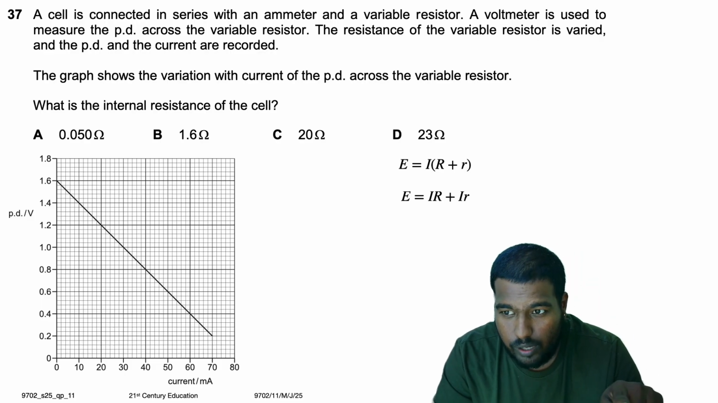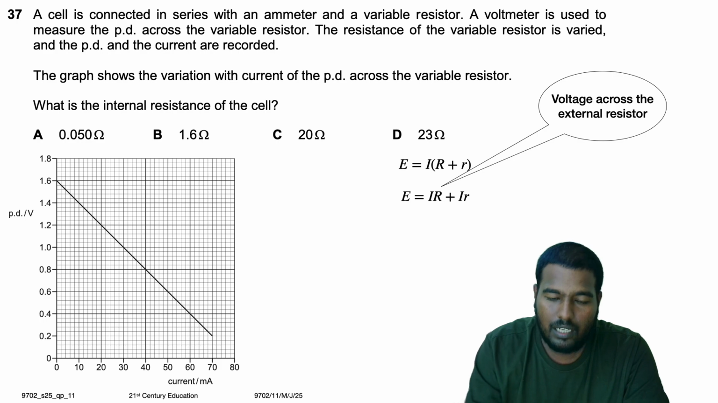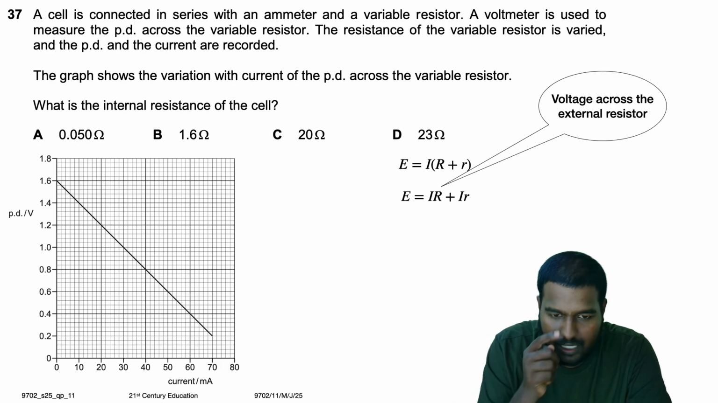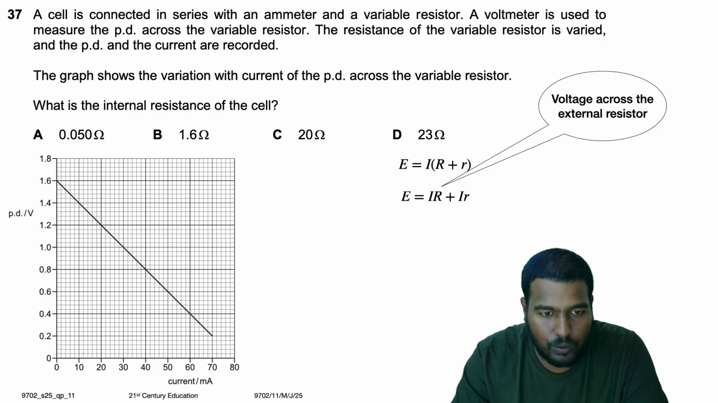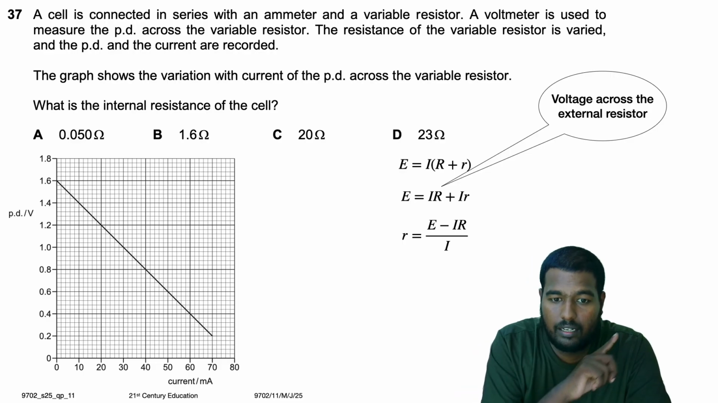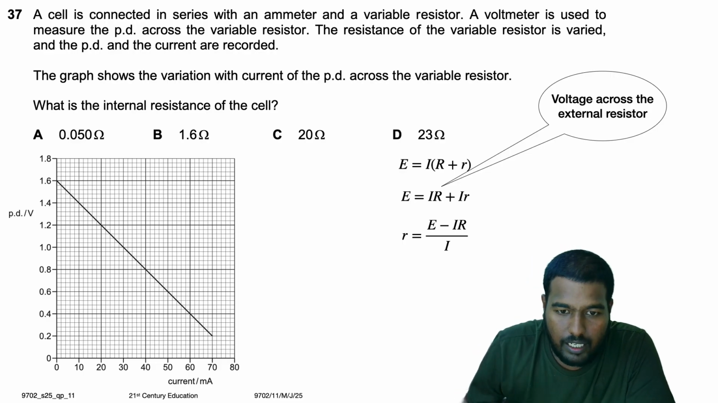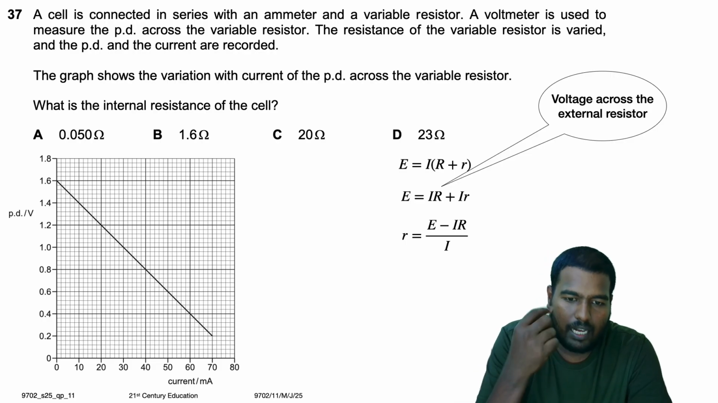Now, what is this I into capital R? That is the voltage across the external resistor. I into small r is the voltage across the internal resistor, I mean, the internal resistance of the cell. That's what we are going to find. So let's rewrite this equation for internal resistance: E minus IR divided by I. This IR we can infer from the graph. Any points we can take, corresponding voltage drop and the current in it.